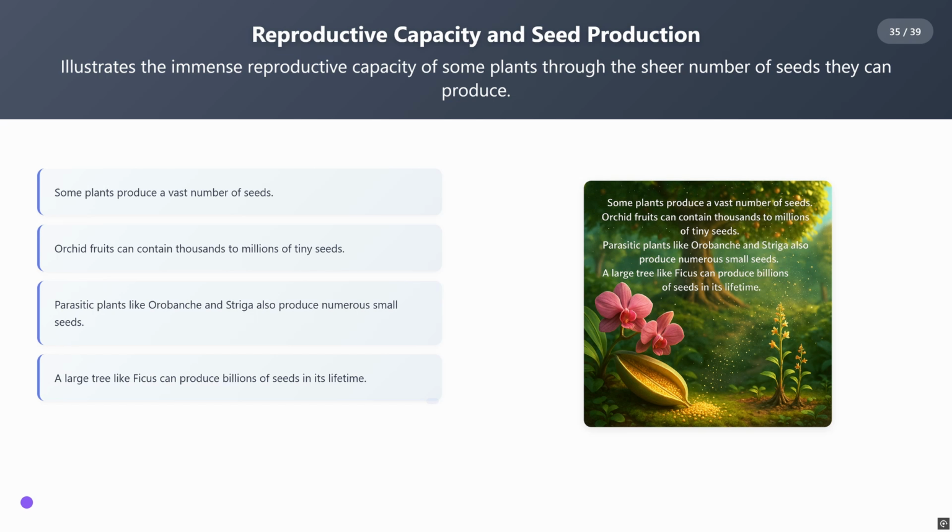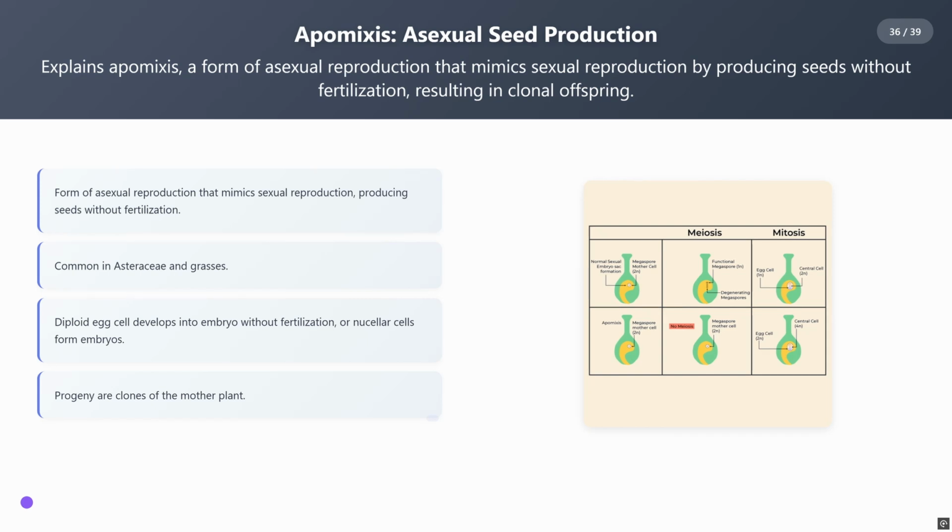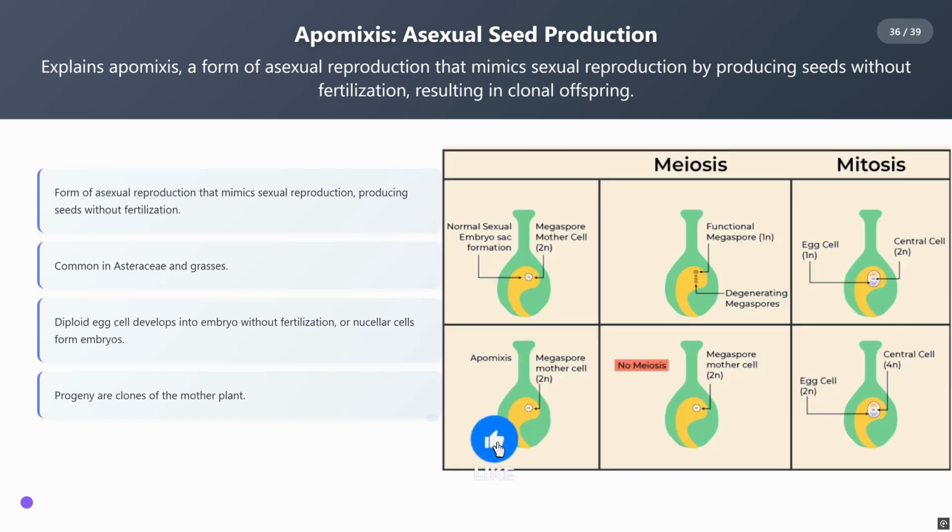Now, towards the end here, there are a couple of interesting variations or deviations from the standard sexual reproduction pathway we've discussed. Apomixis and polyembryony. What are these phenomena all about? Right, these are fascinating exceptions to the rule. Apomixis is a term used to describe a situation where some flowering plants, particularly common in families like the Asteraceae, the sunflower family, and grasses, have evolved a way to produce seeds without involving fertilization.